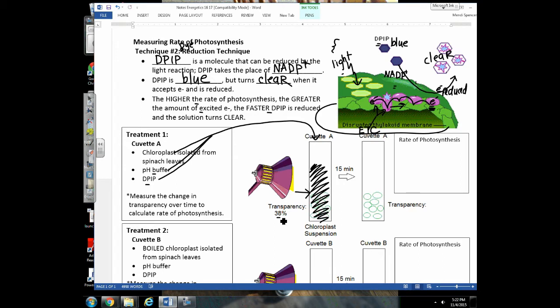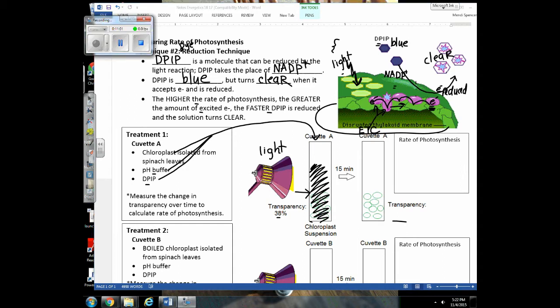And let's say I'm taking my cuvette now with my chloroplasts and I put it in front of a light so that photosynthesis can occur. As long as light is being absorbed, then we're exciting electrons and we're going to reduce this DPIP. So think about after 15 minutes, what should be the new transparency if photosynthesis is in fact occurring in these chloroplasts in the cuvette?